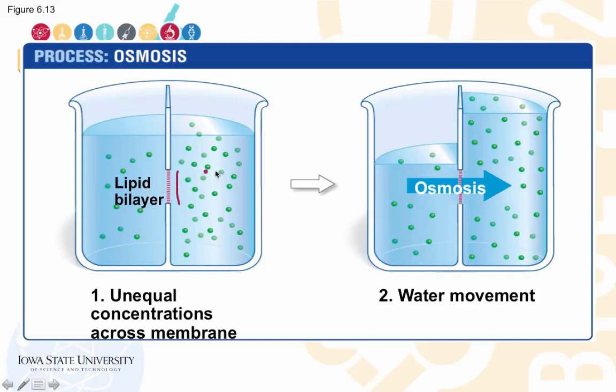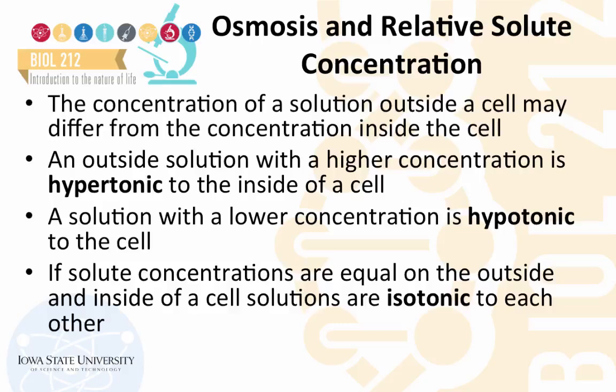Since the solute molecules can't cross the membrane to reach equilibrium, water moves to dilute the higher concentration of the solute and brings about equilibrium in the concentrations of the solute on both sides of the membrane. This movement of water is called osmosis. The concentrations of solutes inside and outside a cell can be different.